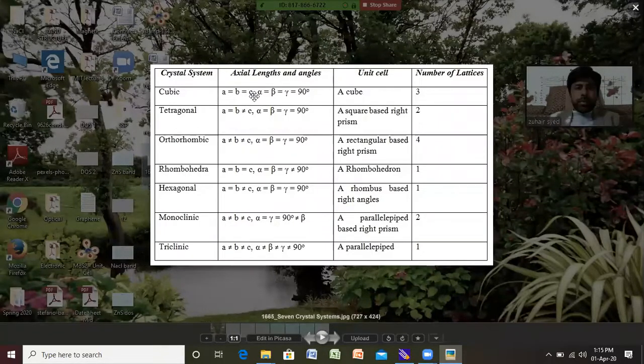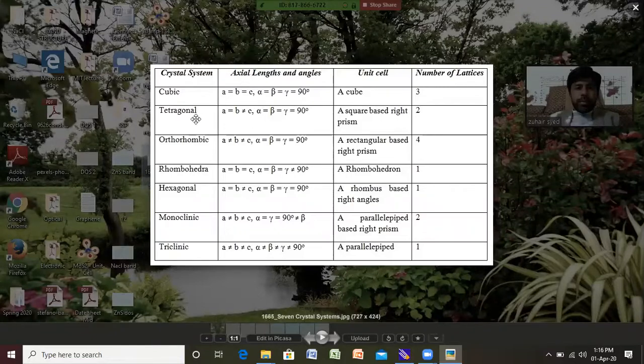You know well from the definition of a cube that all sides of a cube are always equal, and angles alpha equal to beta equal to gamma equal to 90. All angles are 90 degrees in a cube, and all sides are equal to each other. That is the definition of a cubic system. This is the most symmetrical crystal system in 3 dimensions.